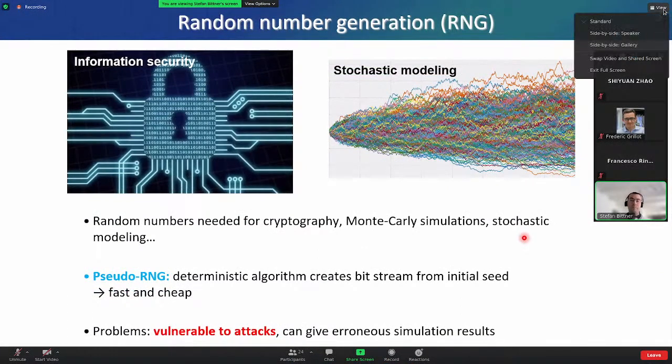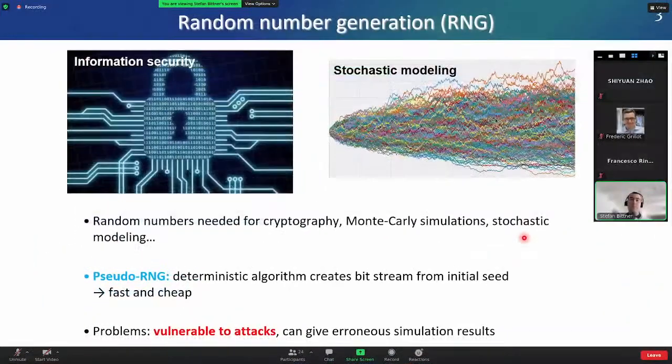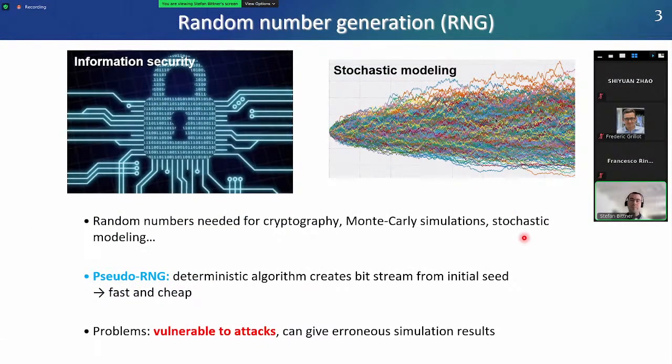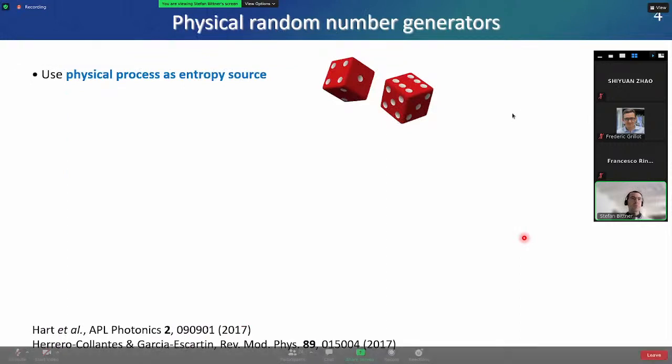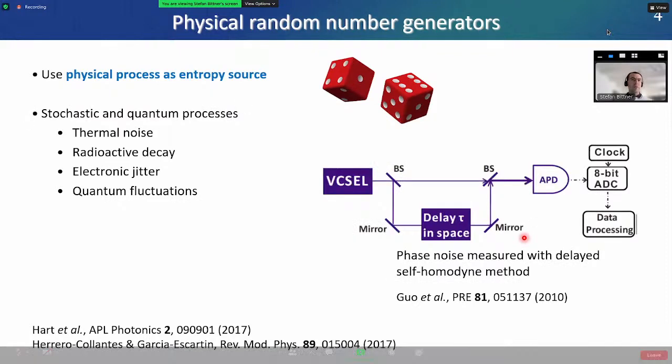predict its outcome. Also, if you use them for Monte Carlo simulations, they can actually give false simulation results. The obvious solution is to use a physical process as an entropy source for random number generation. One is particularly interested in stochastic and quantum processes like noise, radioactive decay, electronic jitter, or quantum fluctuations.